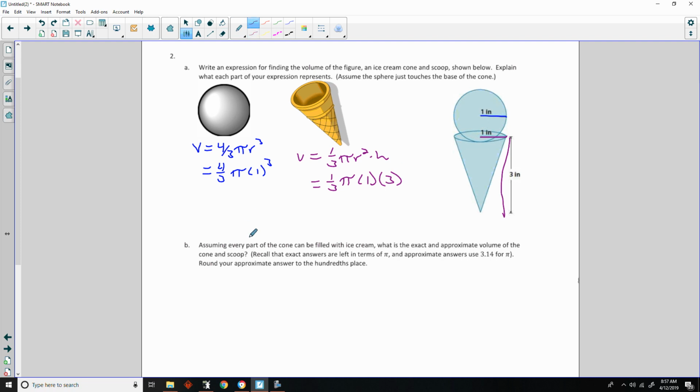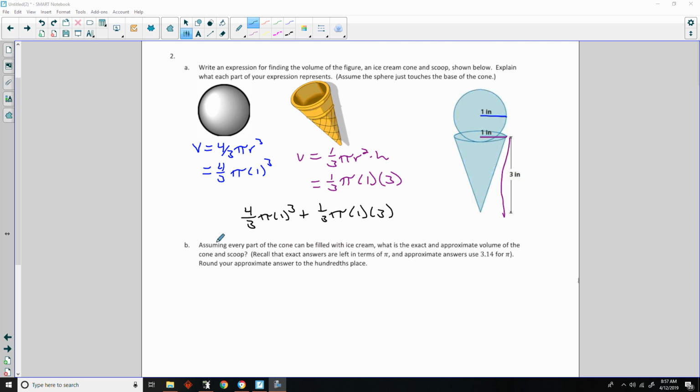So my expression will be 4/3 pi 1 cubed plus 1/3 pi times 1 times 3. Okay, and then you'll need to explain what these represent. As I was speaking, I explained it, so I'm going to move on.